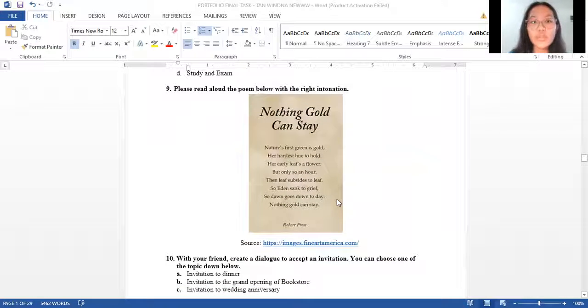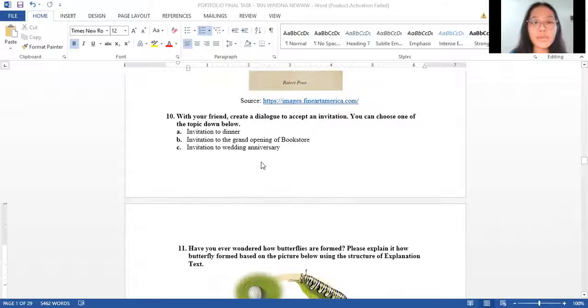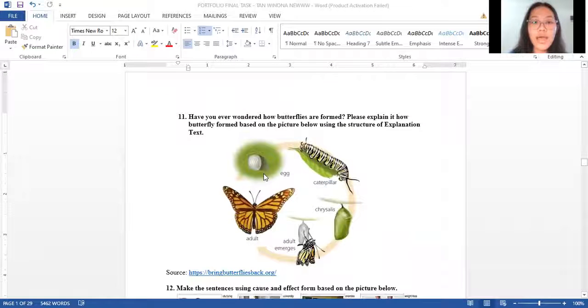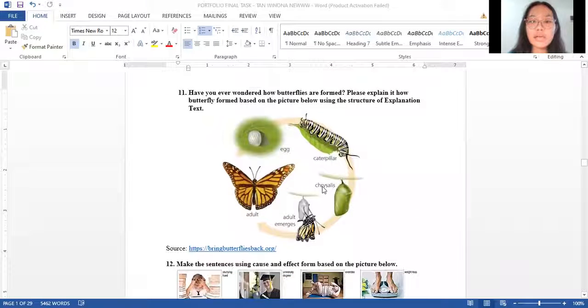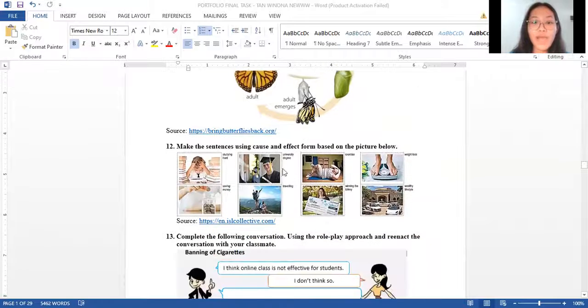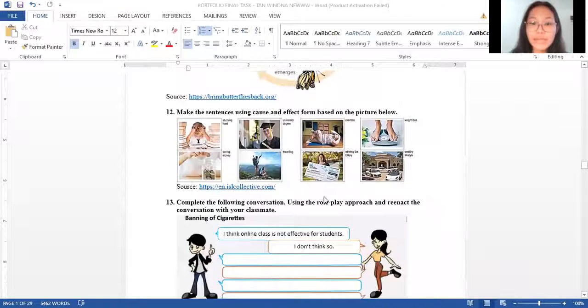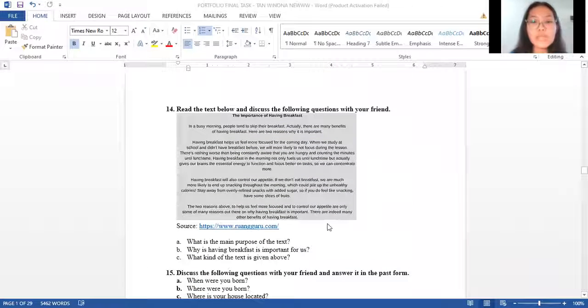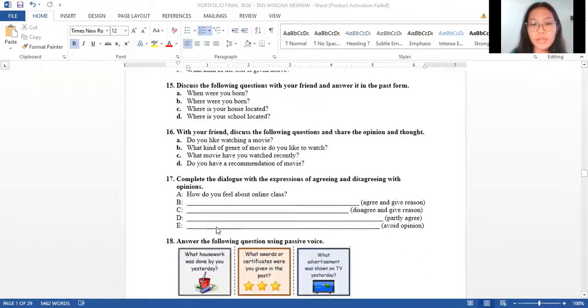You need to read the poem below with the right intonation. And then you have to create a dialogue or choose 1 topic from here. And then this is where you explain how butterflies are formed. You can explain it in explanation text form. And then this is for cause and effect. And this is for completing the dialogue. And this is also to read the text below and answer the following questions.